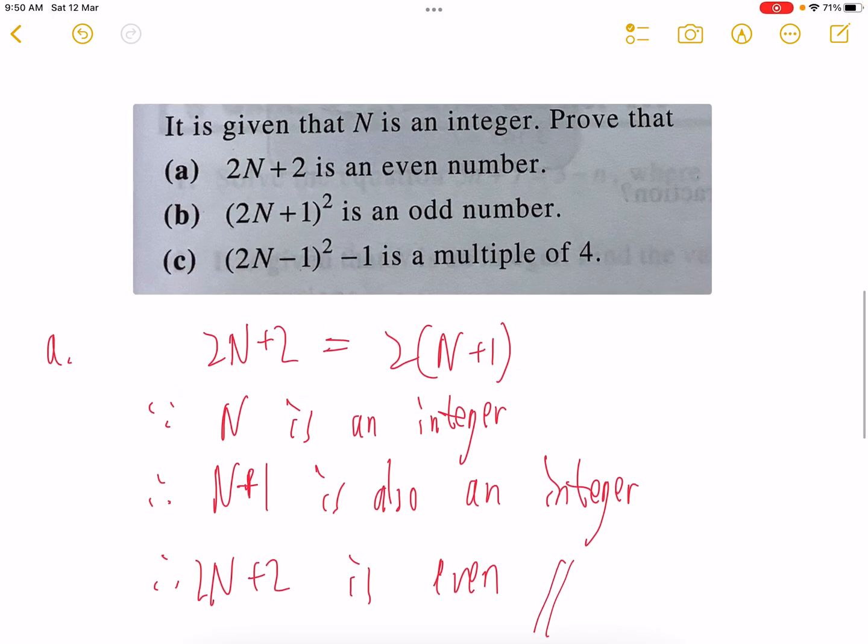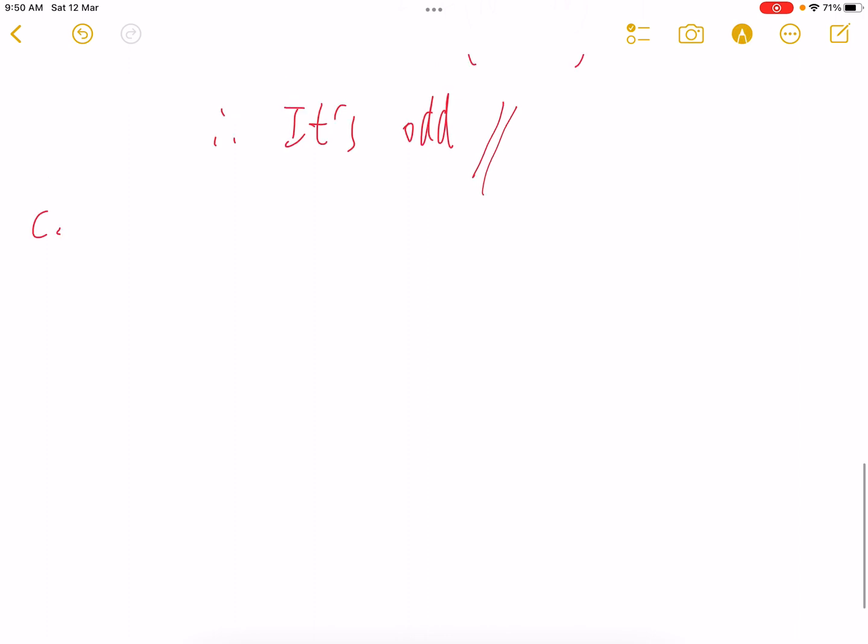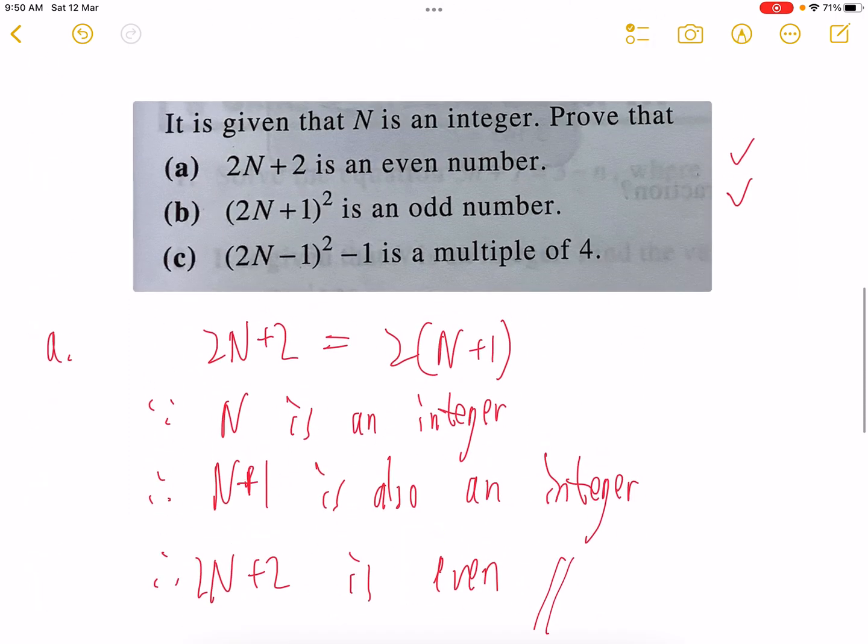Okay, so let's pick up from where we started. So we've done part A of this problem and part B. Now we're left with part C. So this is going to be a short video, really short one. So part C, what's part C? Prove that (2n minus 1) squared minus 1 is a multiple of 4.